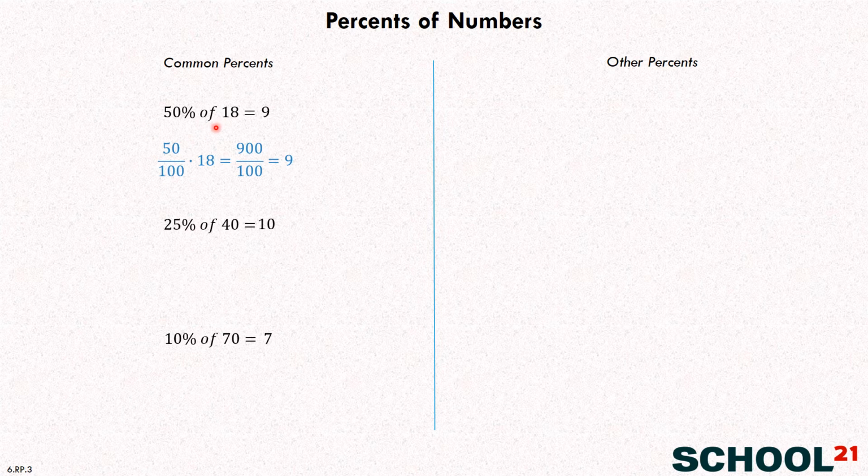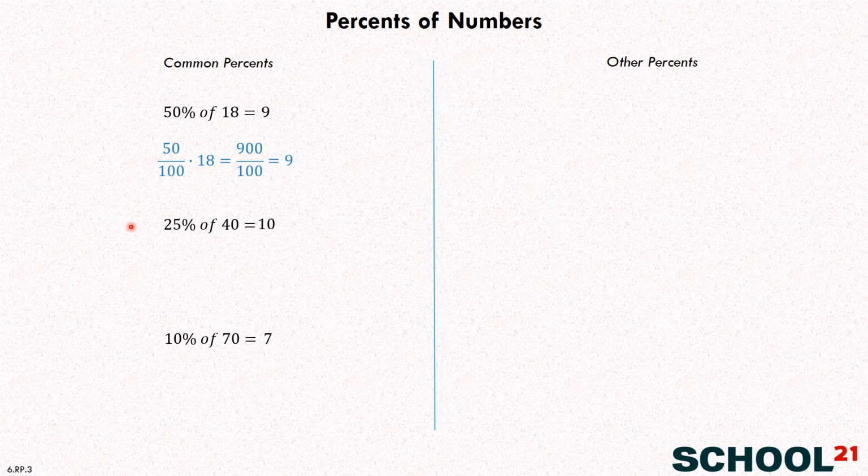And then of always means multiply in math. Okay, so 50% of 18 is 50 100ths times 18. And you could use your calculator to do 50 times 18 to get 900. And then 900 divided by 100 is 9. 9. And that was the answer that you came up with by just memorizing that 50% is half, right? Yeah. Okay, so this is another way that we can use to calculate the percents of numbers.